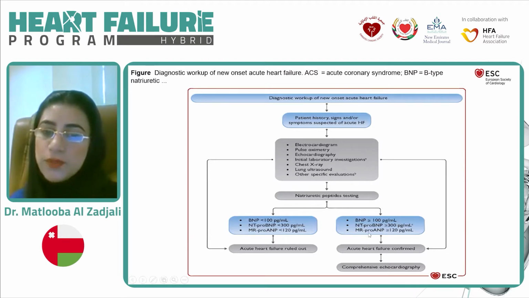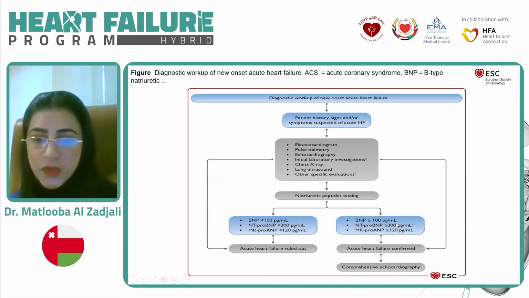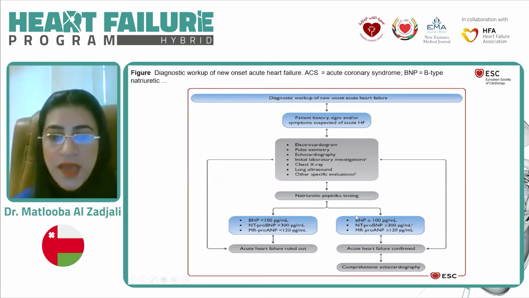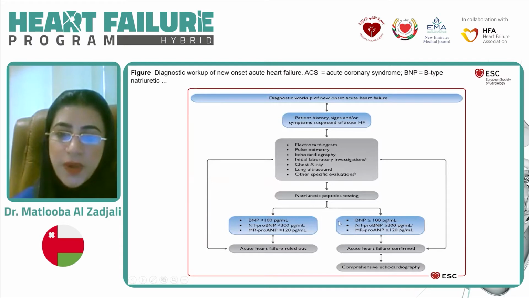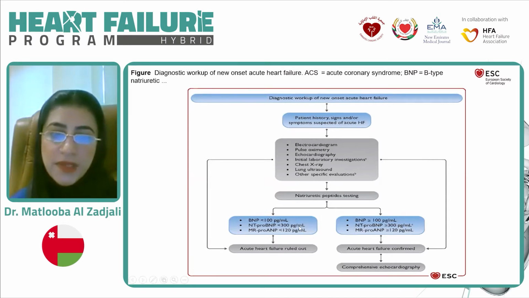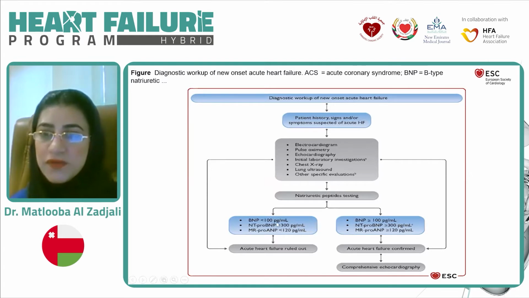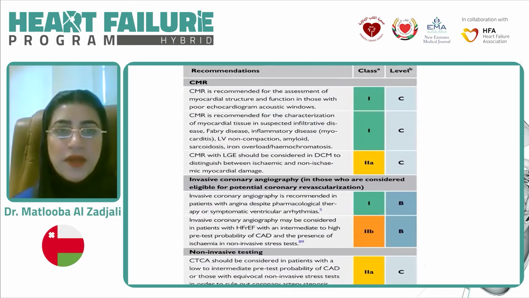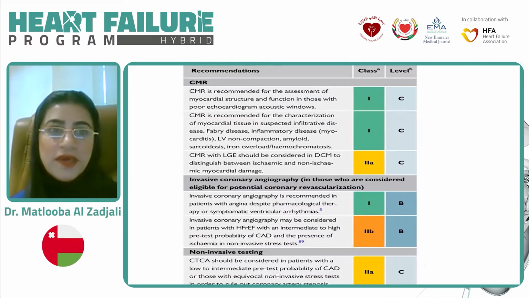Here, for NT-proBNP or BNP or proBNP, the cut point level is quite different compared to chronic heart failure as per the new guideline. If it is above the cut point level, then acute heart failure is confirmed. Then you need to do a comprehensive echocardiography to reach the diagnosis. If, for example, the cardiac biomarkers like NT-proBNP or BNP are below the cut point level for acute heart failure, then acute heart failure, of course, is ruled out. So here is the recommendation of the investigations as per the guideline in 2021.